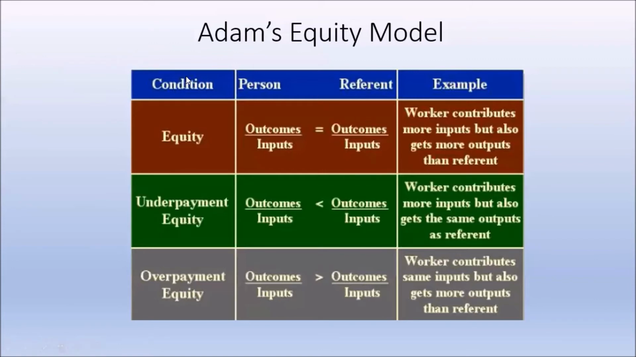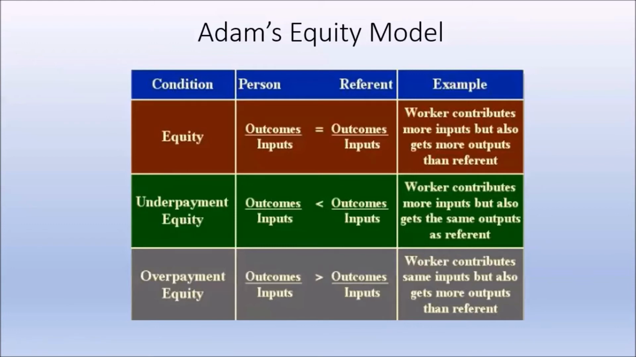So let's see in this model, for example, the equity will be achieved when the inputs are equal to the outcomes or outputs. So this is the situation where the employees feel that what he or she got is equal to what he or she gave. All right, and underpayment inequity occurs when the outcomes of the referent are greater than the outcomes or input of the employees.